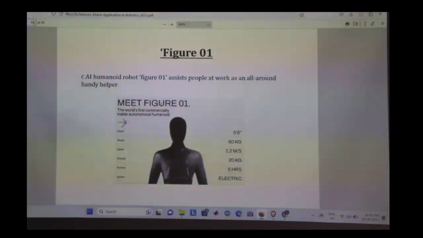Now suppose you have this Figure 01. You have to equip it, design it, and make it up. Then you can put it as a male or a female, at different places depending on the requirement. It has not been given a human look, but that is up to the buyer. If you buy it, you can modify it accordingly.